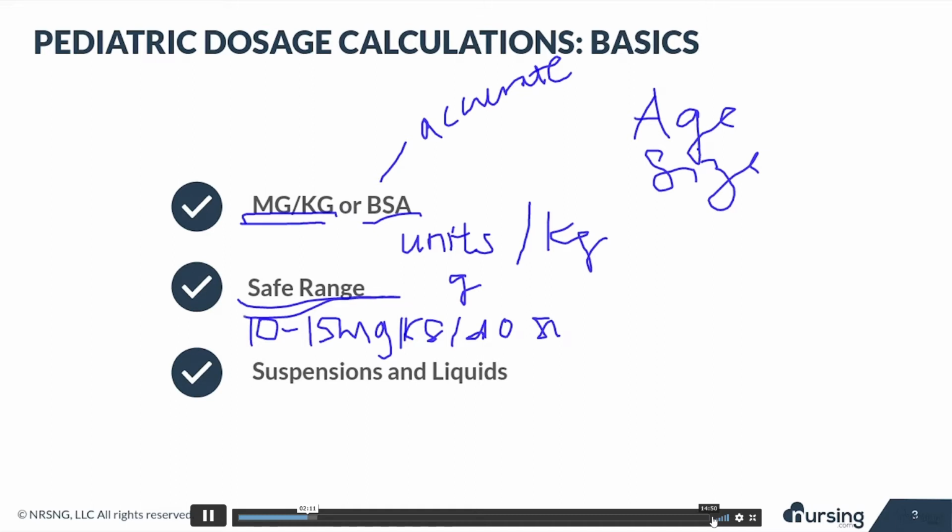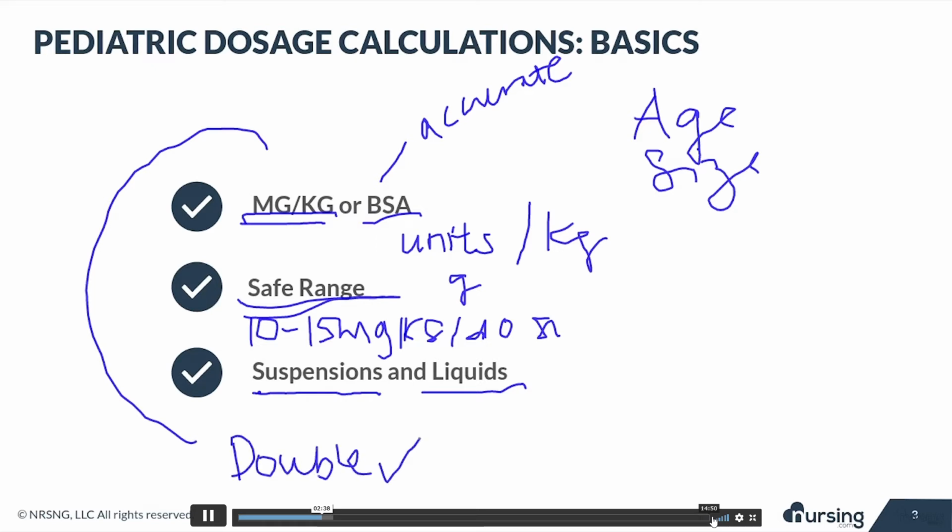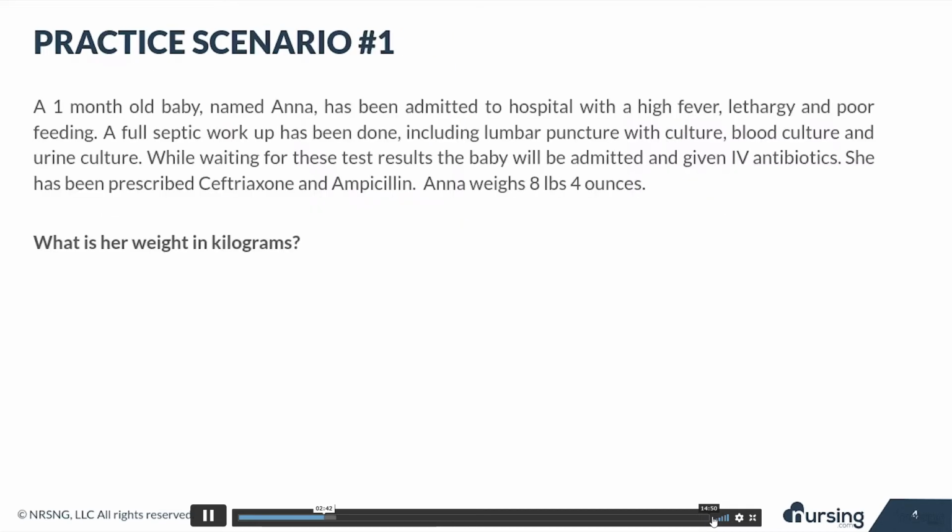Another variable that we need to consider for children that doesn't come up as often with adults is giving medications in suspensions and liquids. And what this means practically is that there's an extra calculation that has to be done to figure out how many milliliters should be given in order to give the correct dosage in milligrams. Now, all these variables added together mean that we have an increased risk for medication errors when giving medications to kids. So just make sure that you're always double checking your math and that you get help if you aren't sure. All right, so let's get started with our scenarios.